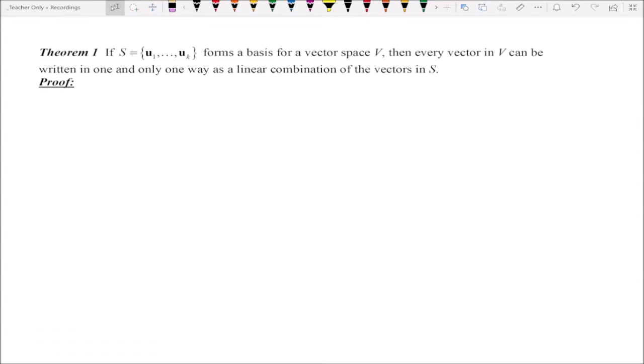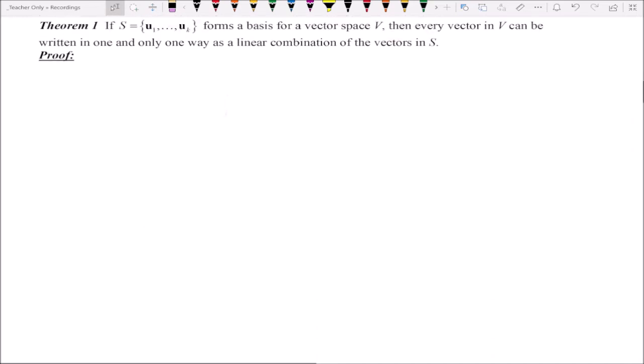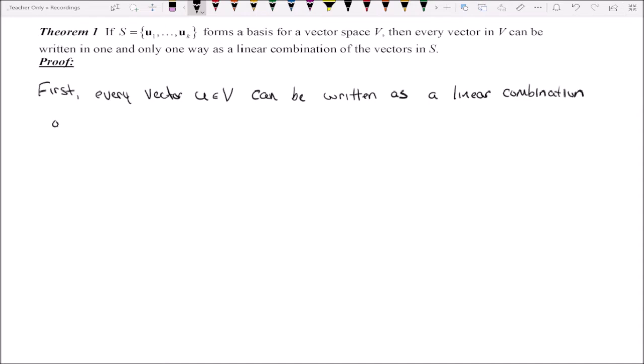Now look at our first property, which says that if S forms a basis for a vector space V, then every vector in V can be written in one and only one way as a linear combination of the vectors in S. This is what allows us to perfectly describe a vector space. So this is why the basis describes a vector space. All right, so first, we know that every vector u in V can be written as a linear combination of the vectors in S, because S spans V, because S is a basis for V.